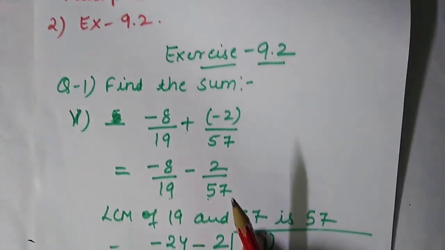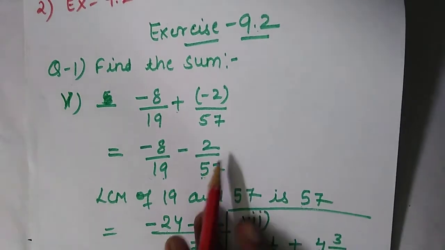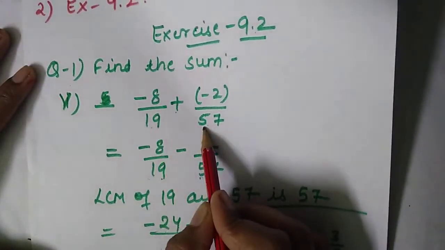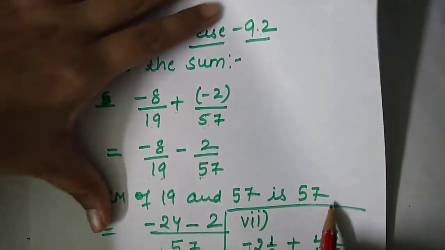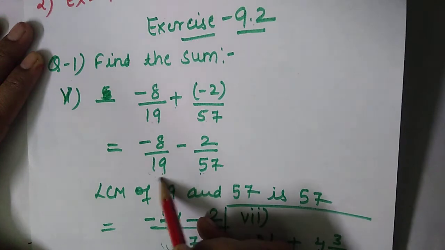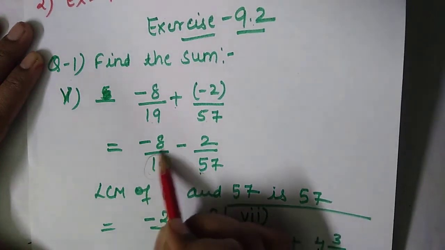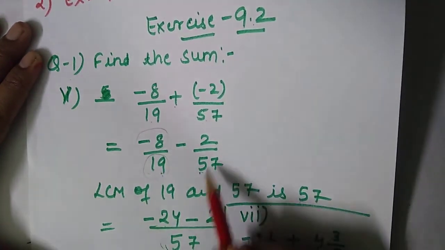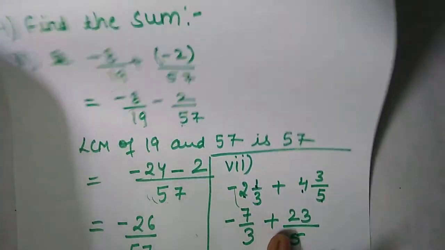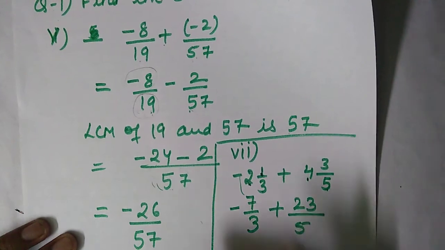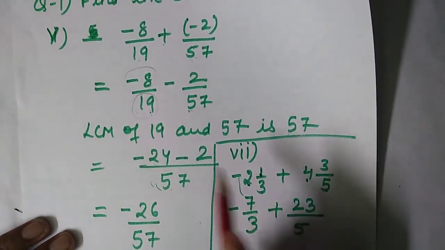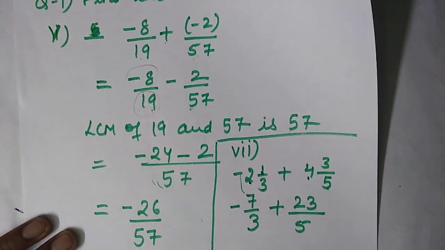First we have to take the LCM of the denominators. LCM of 19 and 57 is 57. Now we have to divide this LCM by the denominator, and what comes we multiply with the numerator. Same here. And then we need to solve. In addition and subtraction we have to take the LCM. So this is how to add.